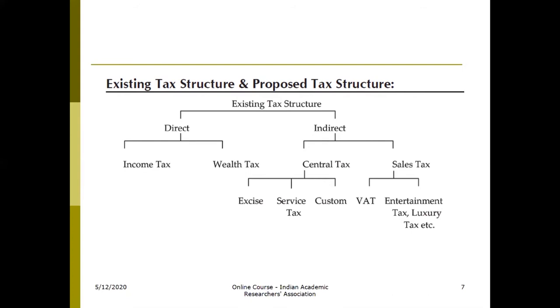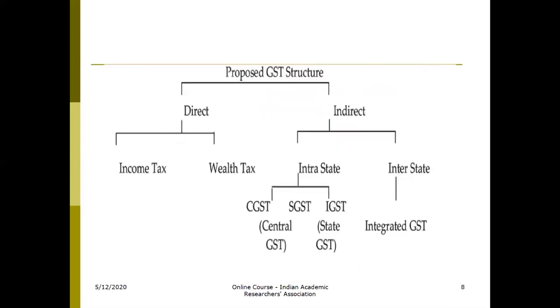Among the state taxes, there were value-added tax, entertainment tax, luxury tax, etc. Now, under the proposed and effective GST structure, there are two types of taxes. One is direct, another is indirect. Direct tax includes income tax and wealth tax. Indirect tax includes intrastate and interstate. Intra means within the state, and inter means between the states.